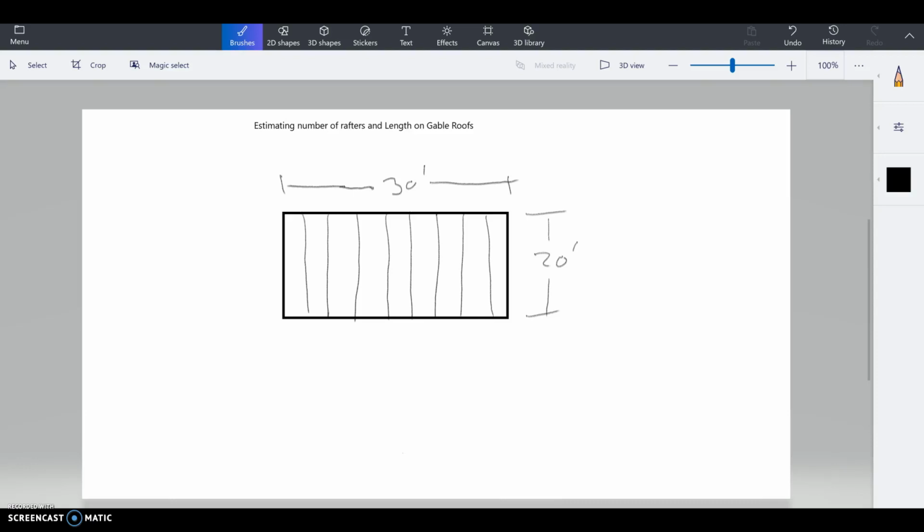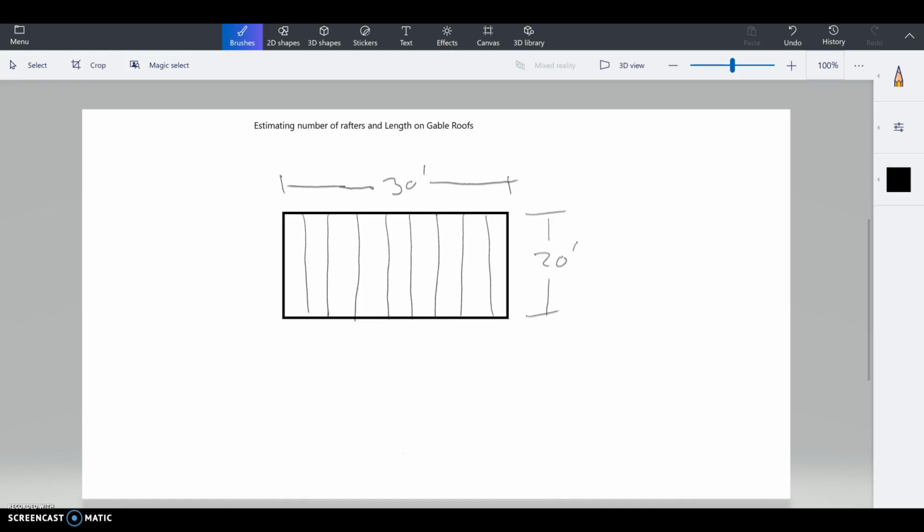Hello again. We're here estimating the numbers of rafters and also finding out what the length of those rafters are. So once again, I'm continuing off with this little drawing that I had here for the ceiling joist, and I'm going to go ahead and now calculate the number of rafters that I have using my on centers. As you notice, I kind of like to multiply instead of divide.